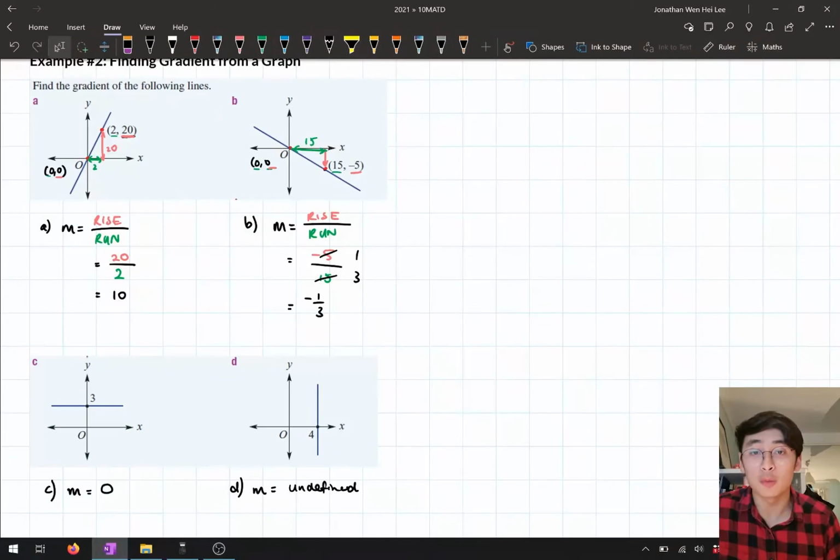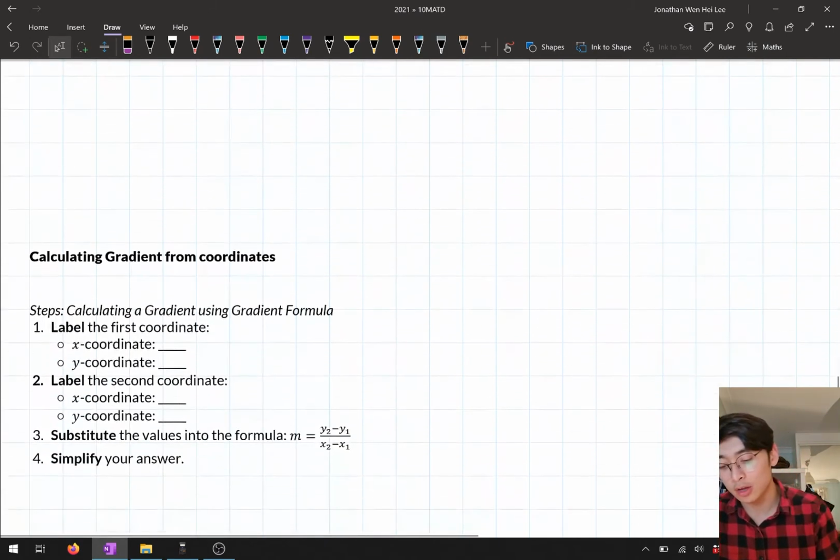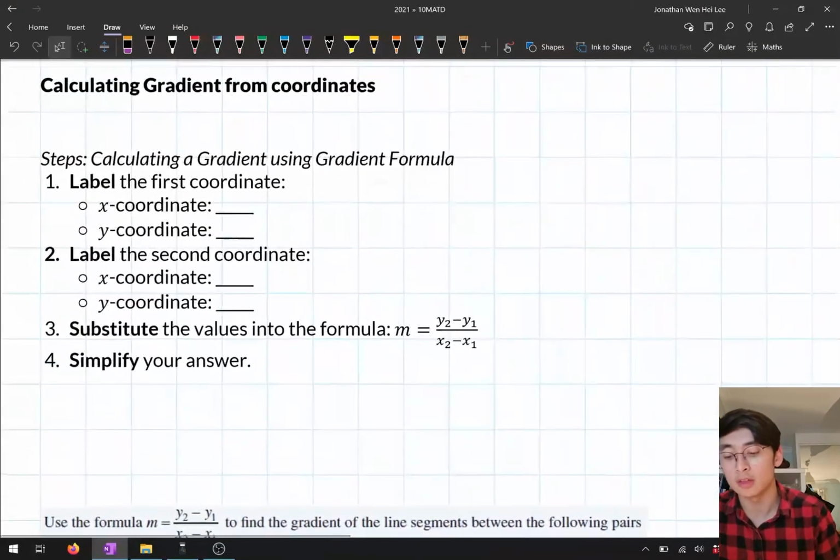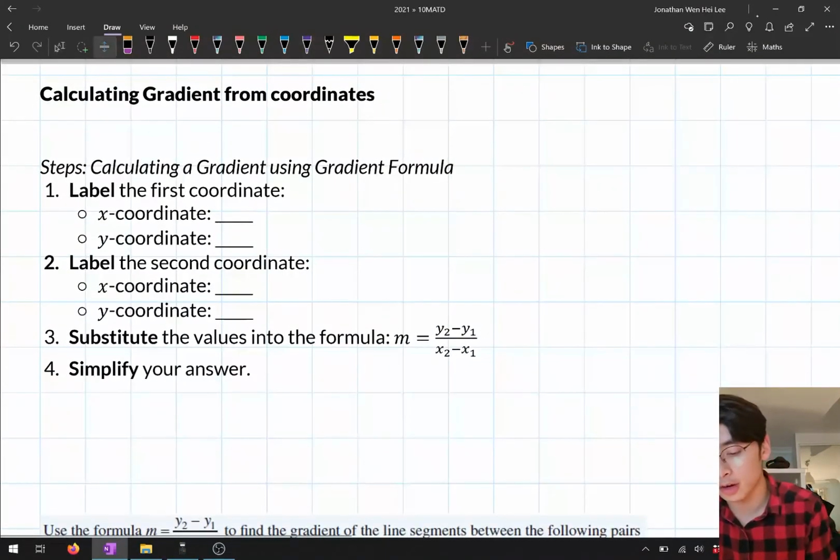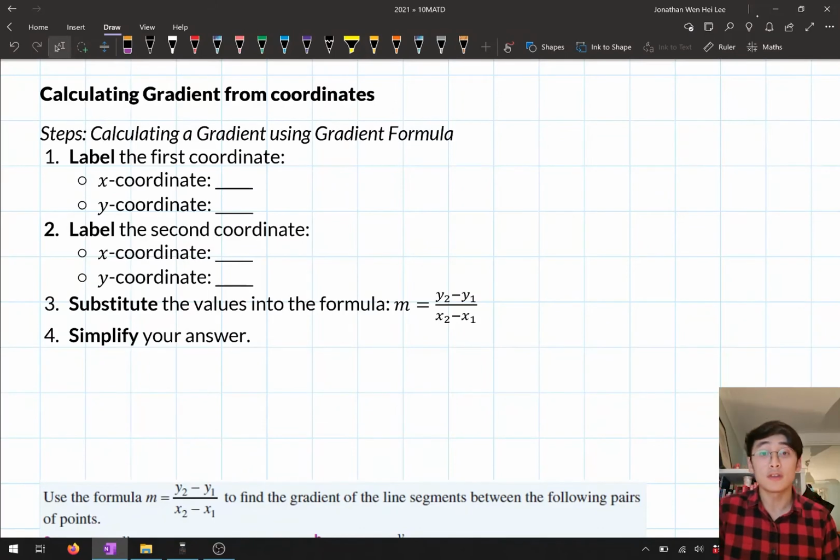What we're going to do in the final part of this video is go through a few examples where we're finding the gradient between 2 coordinates, not just the origin and the point, but 2 separate coordinates. So let's have a look at the steps that we need to do for this one. If we're calculating the gradient for coordinates, there's a few steps I want you to do.